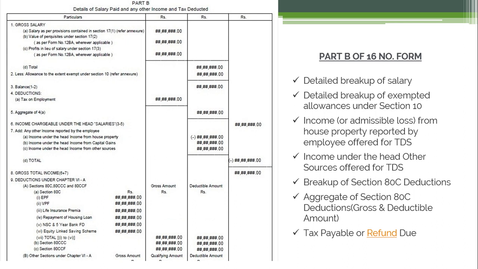It will give you a view of the breakup of section 80C deductions, and then it will give you the aggregate of section 80C deductions, that is gross and deductible amount, and in the end it will give you information on whether there is any tax which is to be paid by you or any refund due.